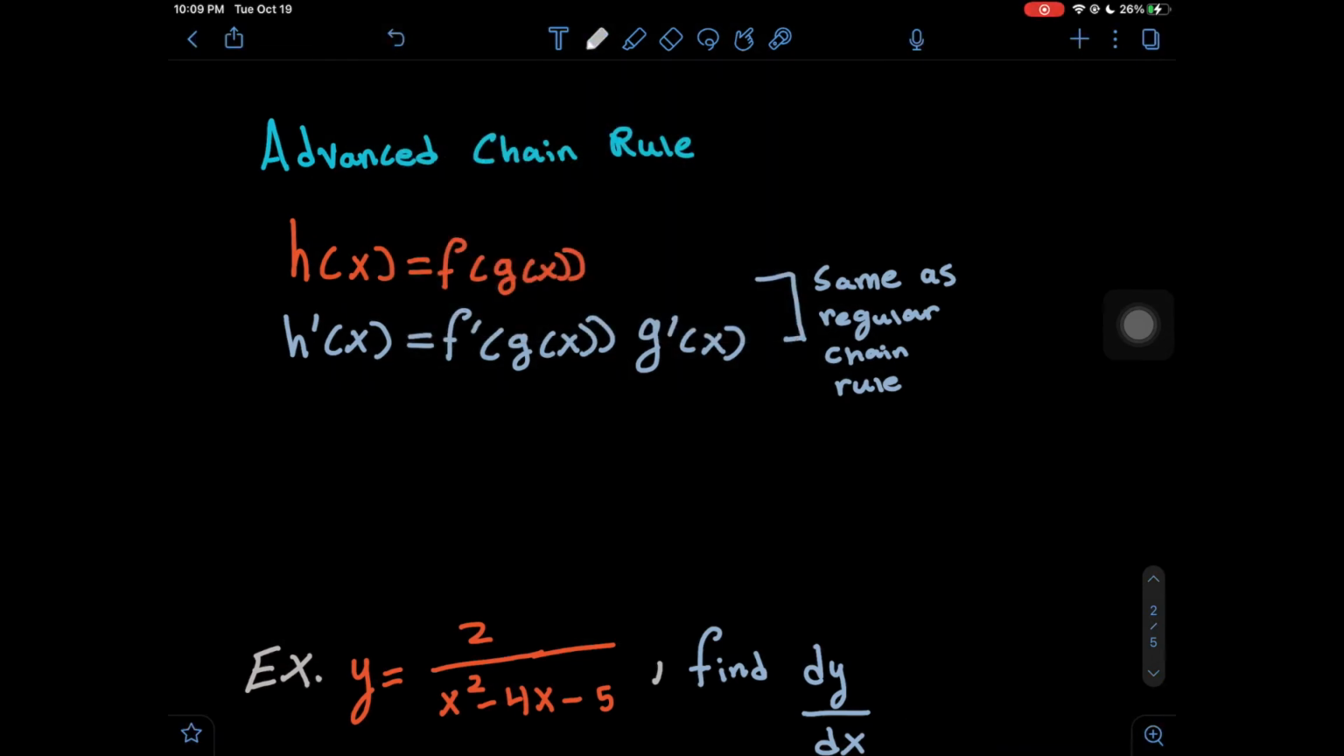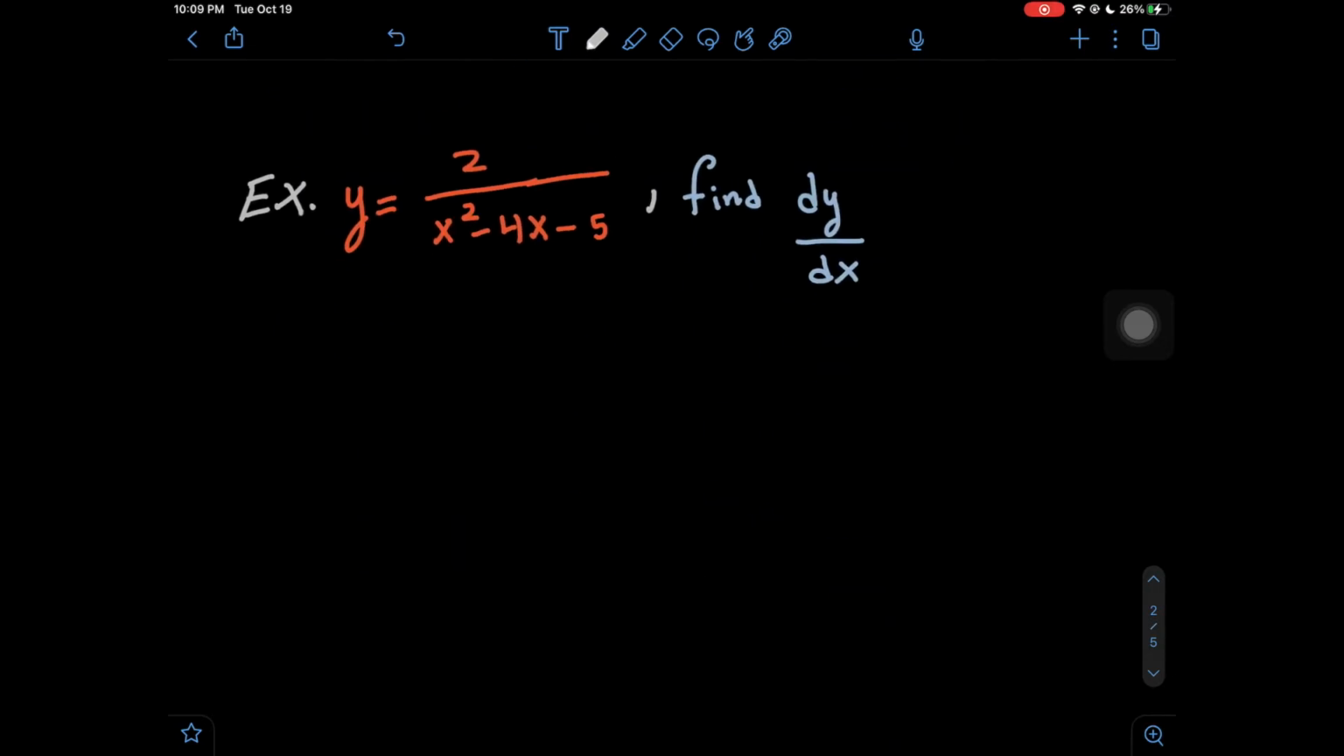In today's video, we'll be going over advanced chain rule. Well, we can see that the base equation as well as our base derivative equation are the same as our regular chain rule, which is in the top right corner if you missed that video. So now let's go ahead and jump straight into our example.